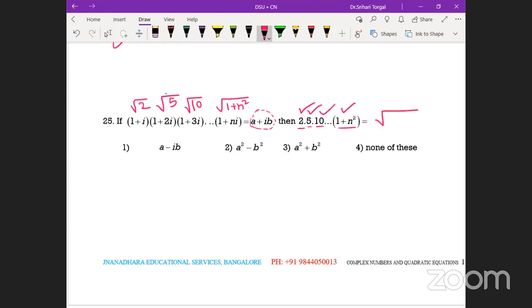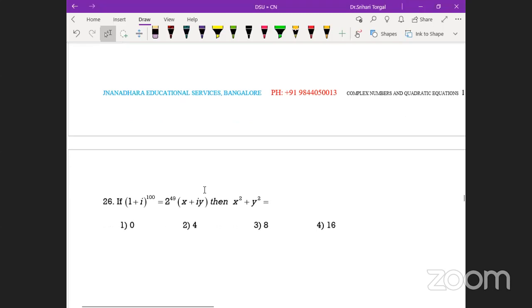Is that root of a square plus b square. A square plus b square. See here, by observation you can solve this. Yes. Now we move on to the next question.